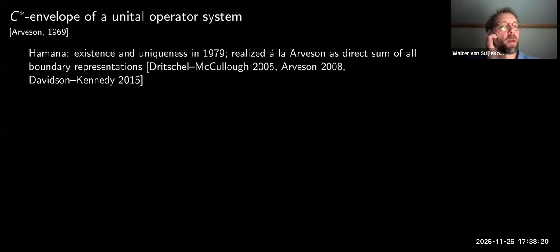Now, Arveson didn't manage to prove the existence of such a unique C-star envelope. Uniqueness is actually from universal properties. But it was done by Hamana. And then later, it was actually brought back to the original plan of Arveson by, interestingly, a sequence of Dritschel and McCullough first and then Arveson again, and then a student and a grad student, to finish this line of thought in 2015. So I will mention both.